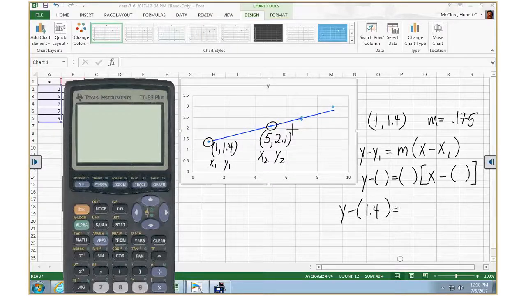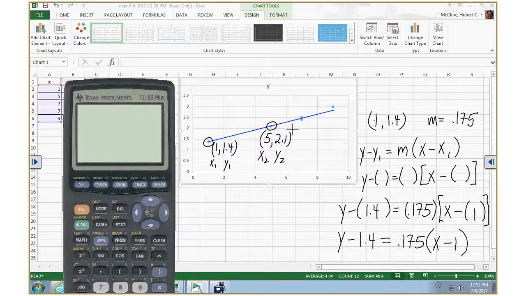Equals, what's m? 0.175. And what's x sub 1? Is that 1? Okay. All right, now solve it for y. I'll do the next step for you. Y minus 1.4 is equal to 0.175 times x minus 1. Now finish it. You gotta get y by itself.